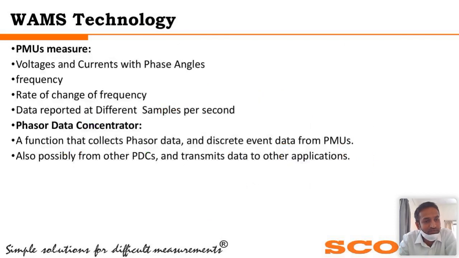This is what we have already discussed. In phasor measurement, we measure the voltage and current with the phase angles, and the frequency also, and the rate of change of frequency, ROCOF. This is mainly used when you are dealing with the PMU or wide area network. ROCOF is very important when you are choosing your device or PMU. And the data reported in different samples per second is also very important.